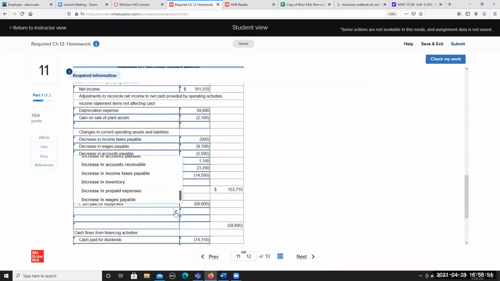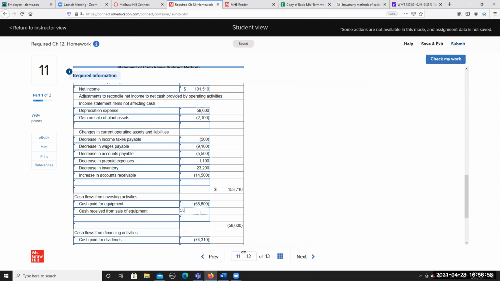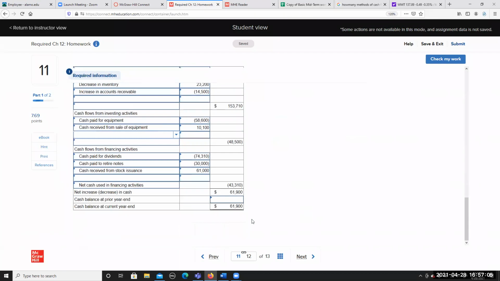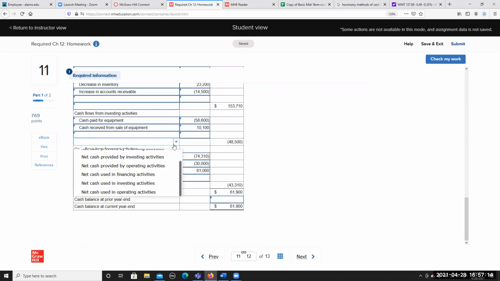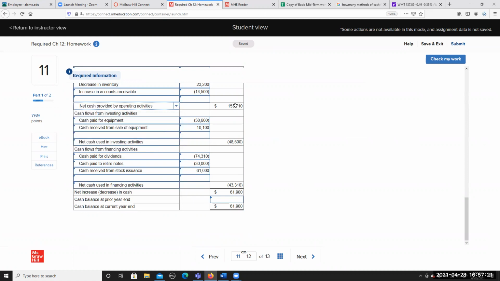Cash right here, cash from sale of equipment. Sale of equipment, where's it at? Sale of equipment is 10,100. Is that what we said? 10,100. So now this is cash. So now 43.6 used. Here is this cash used in investing. This is cash provided by operating. So now you add the three together.